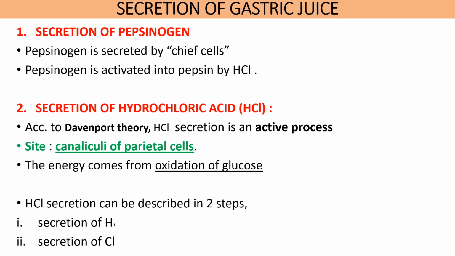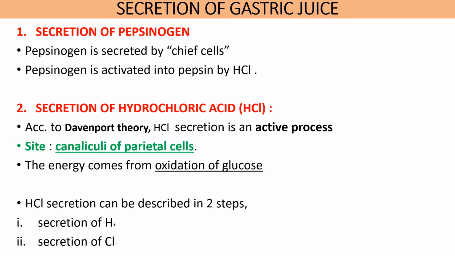Secretion of gastric juice. Secretion of gastric juice can be broadly divided into two parts. First is the secretion of pepsinogen by the chief cells, and second is the secretion of hydrochloric acid by the parietal cells. Now, the pepsinogen, as you all know, is secreted in an inactive form by the chief cells, and is ultimately activated into pepsin by the presence of hydrochloric acid.